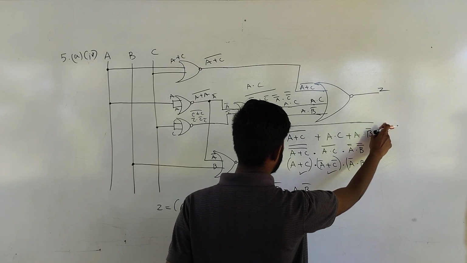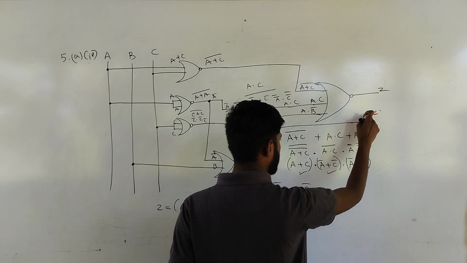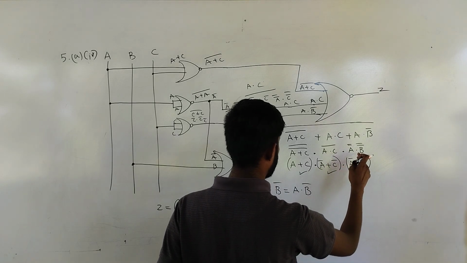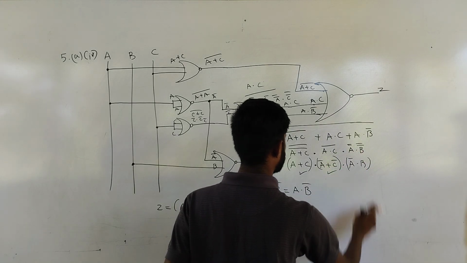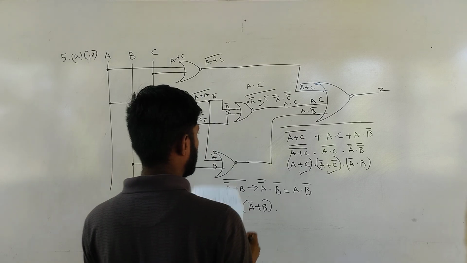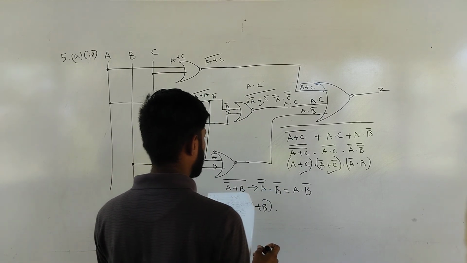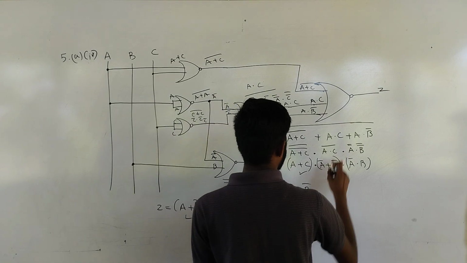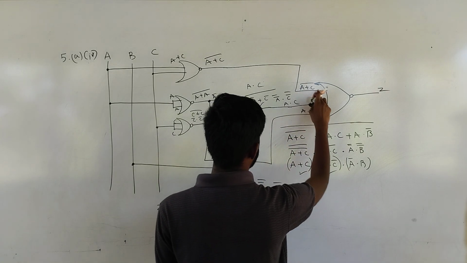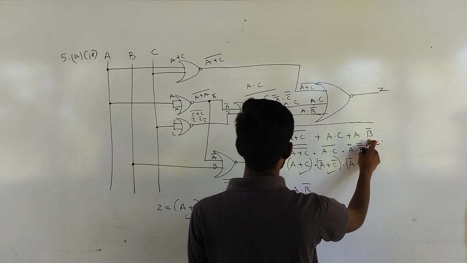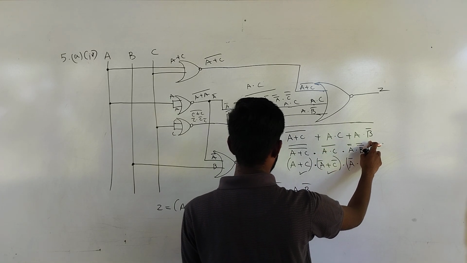Now here I made a small mistake. We have a bar at the top, so this dot should become plus, right? This is correct because A plus C. Then here A dot C. This is A dot B. Right? Okay, fine.